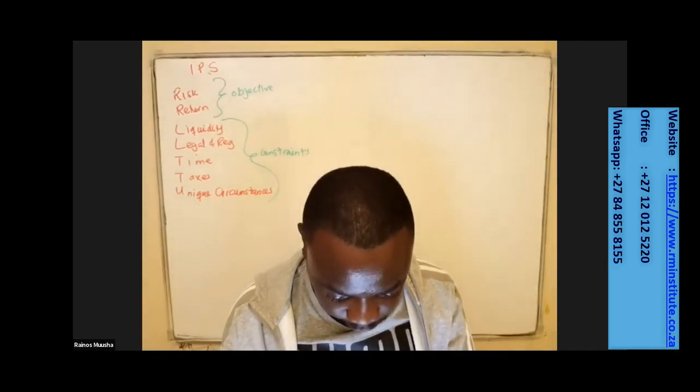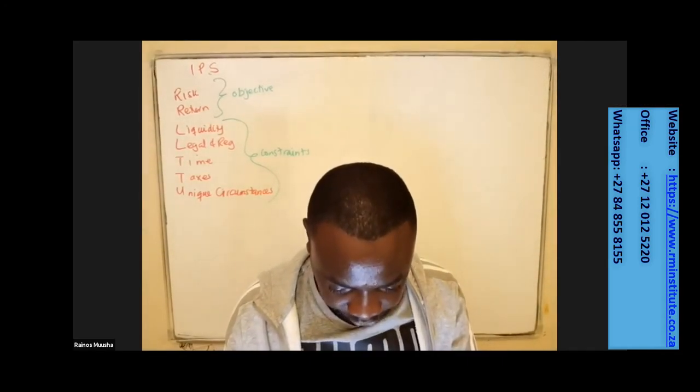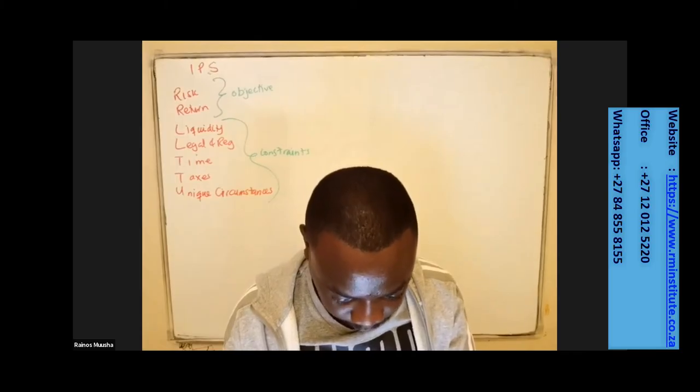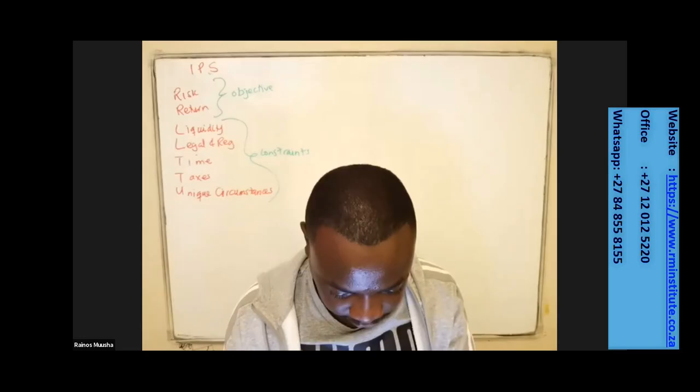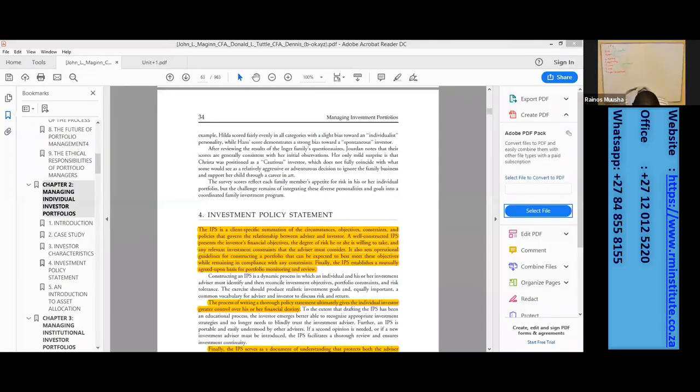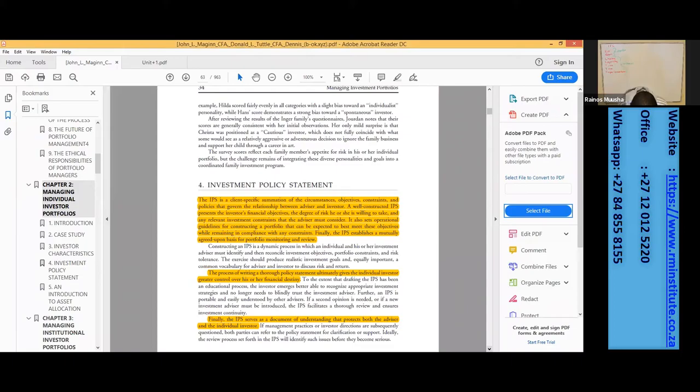So when you look at the preparation of the investment policy statement, on page 34, they say the investment policy statement is a client-specific summation of the circumstances, objectives, constraints, and policies that govern the relationship between the advisor and the investor. A well-constructed investment policy statement presents the investor's financial objectives, the degree of risk he or she is willing to take, and any relevant investment constraints that the advisor might consider.